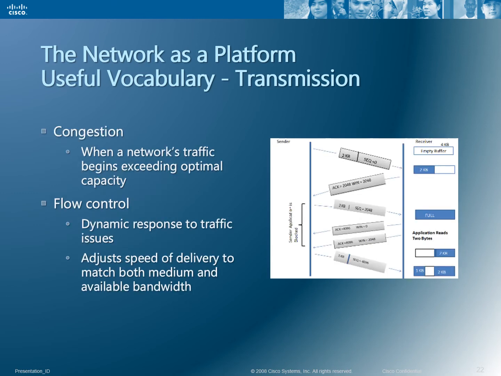So congestion occurs whenever a network's traffic begins exceeding optimal capacity. Network congestion is when things just basically start getting bogged down. There's too much going on and the system can't keep up. So in order to fix that, we incorporate something called flow control. Flow control is a dynamic response to traffic issues based on what's called an acknowledgement number and a sequence number that adjusts what's called a sliding window.